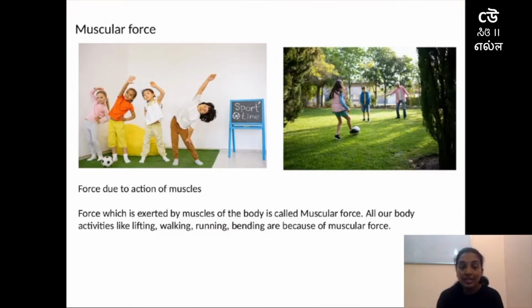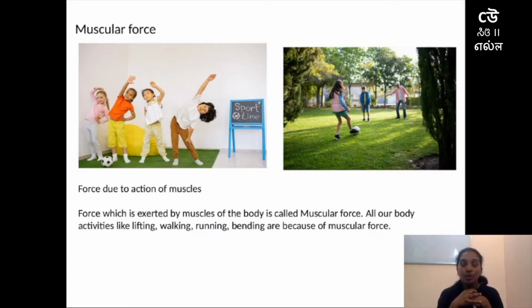In contact force, first I'll explain what is muscular force. If you are lifting any object, for example your books, or lifting a pen to write, or when you are playing games, or carrying your school bag, whenever you do any action in everyday life, your muscles apply some force on the object which you are using, and that force is called muscular force. Muscular force is the force due to action of muscles.